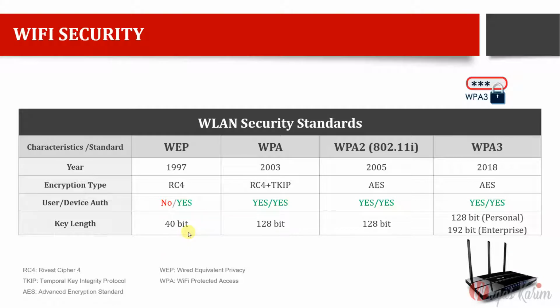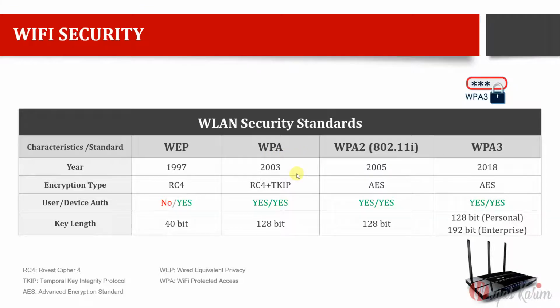But after some time we found that this was hackable due to the shorter key and less security in the key length. So 40 bit was easy to crack. Even as of today, if you find a Wi-Fi, you can easily crack the password of that Wi-Fi and it can be hacked. So after that we came up with another security standard called WPA.